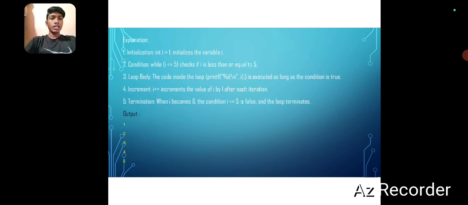Explanation. Initialization: int i = 1 initializes the variable i. Condition: while (i <= 5) checks if i is less than or equal to 5. Loop body: the code inside the loop, printf("%d\n", i), is executed as long as the condition is true. Increment: i++ increments the value of i by 1 after each iteration. Termination: when i becomes 6, the condition i <= 5 is false and the loop terminates. Output: 1, 2, 3, 4, 5.